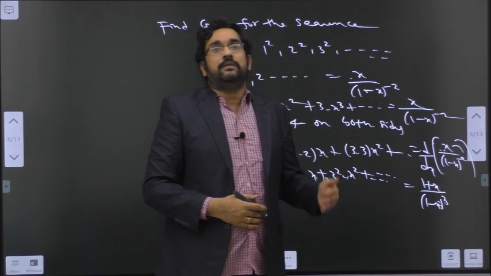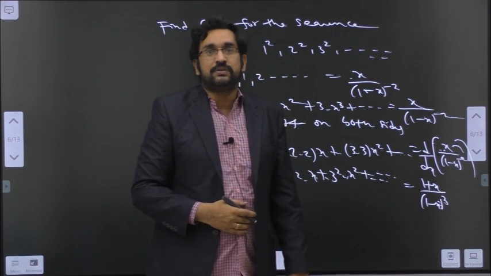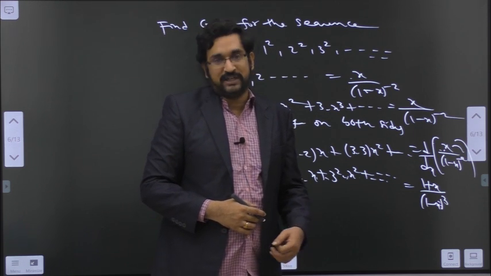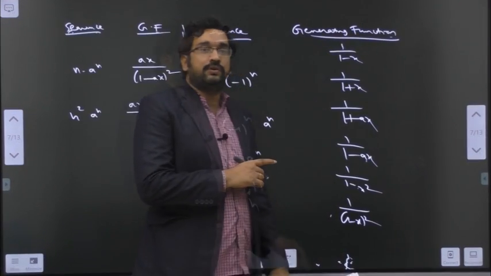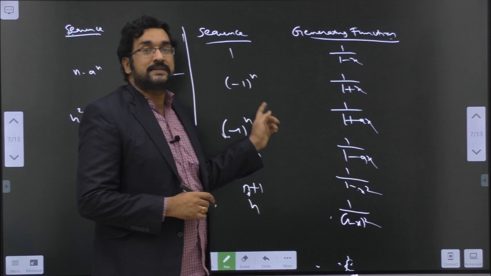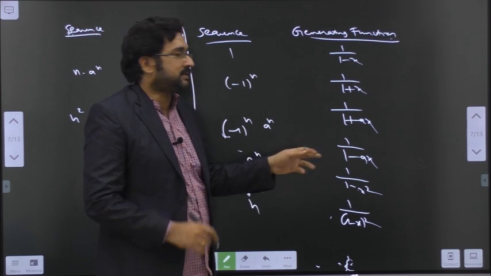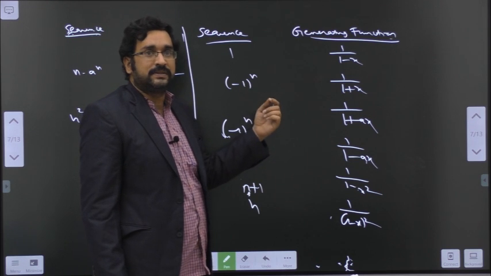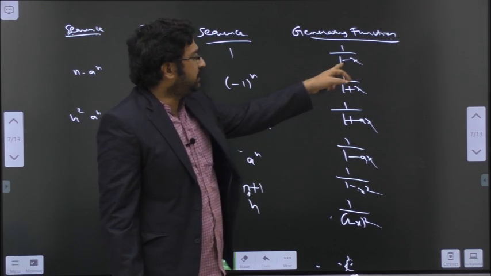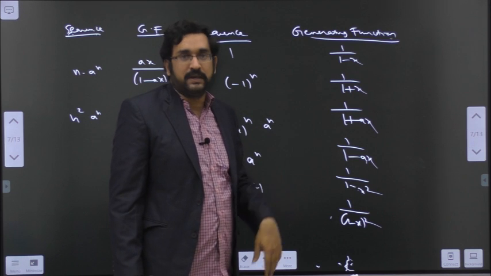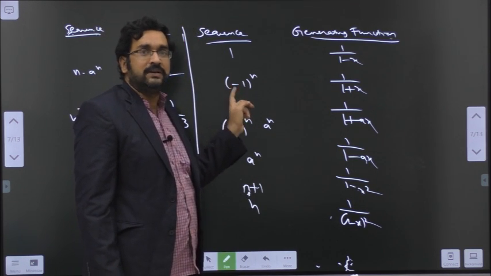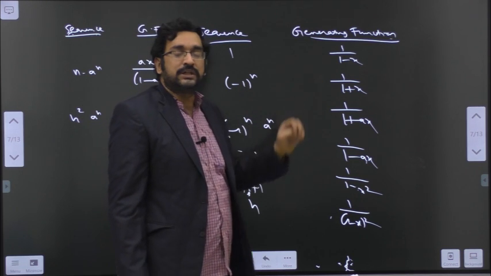Now we will use generating functions to solve second order and first order recurrence relations. For that we have to apply some formulas. Here we are going to learn about some sequences and corresponding generating functions. See, the sequence 1, 1, 1, 1 and so on: if all the terms of a sequence are like that, the generating function will be 1 by 1 minus x.